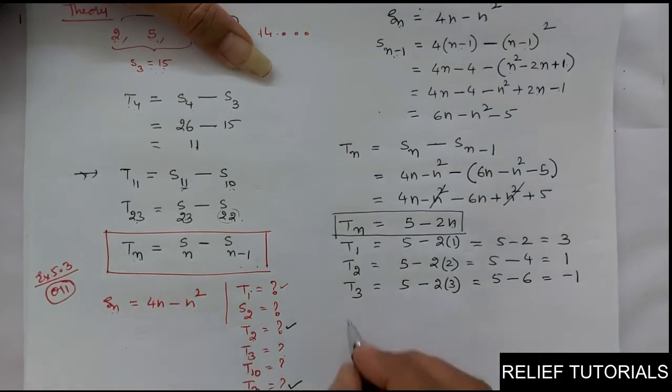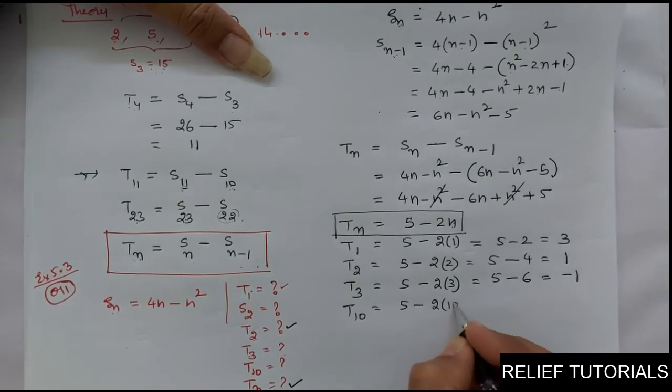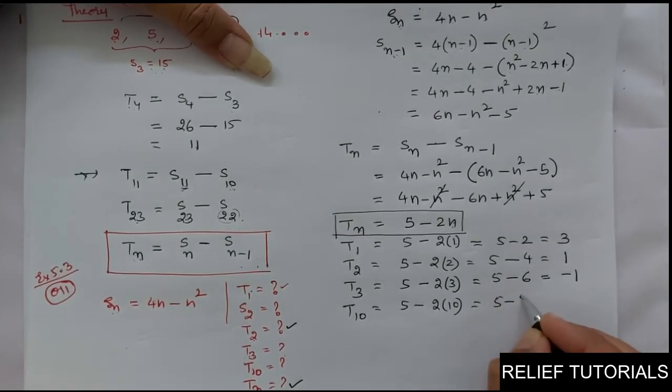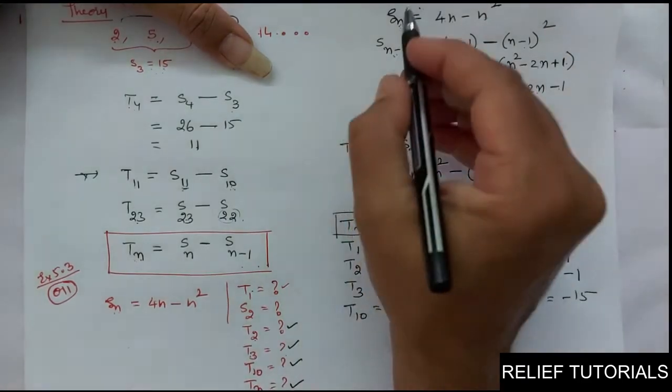Then we find T10. T10 equals to 5 minus 2 into 10. So that is equals to 5 minus 20. So that is equals to minus 15. So T10 you got, T3 you got. Clear. Now S2. So S2 means here you get 2.